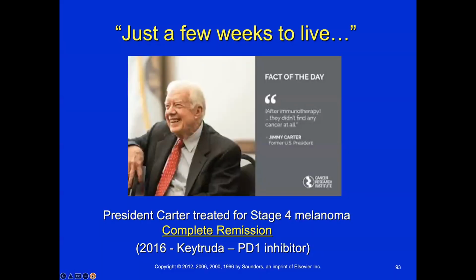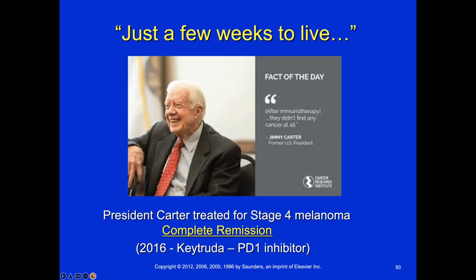And finally, the last slide here. Perhaps the most famous person so far that I know of that has been treated successfully with these monoclonal antibodies is President Carter. He had stage 4 melanoma, so it had spread throughout his body and gotten into his brain, and they were giving him only a few weeks to live. Then they decided to treat him with the PD-1 inhibitor known as Keytruda. That was in 2016, and the disease was completely eradicated. He is in complete remission and doing very well. He's back to normal.